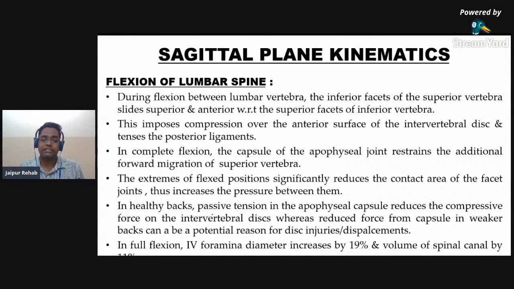In healthy backs, passive tension in the apophyseal capsule reduces the compressive force on the intervertebral disc, whereas reduced force from the capsule in weaker backs can be a potential reason for disc injuries or displacements. So always remember, if the posterior capsule of my zygapophyseal joint is weak, then more force will always come onto the anterior disc. But if the tensile strength of my posterior capsule is strong, it will never let extra load come onto my anterior disc.